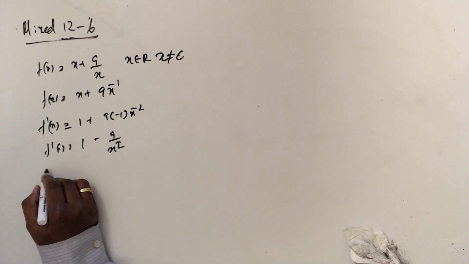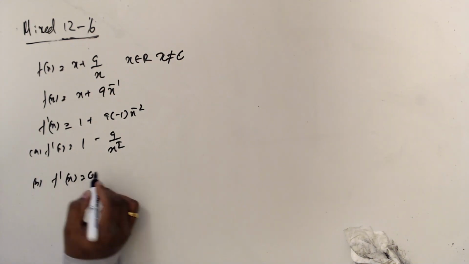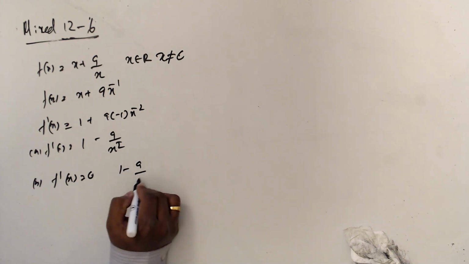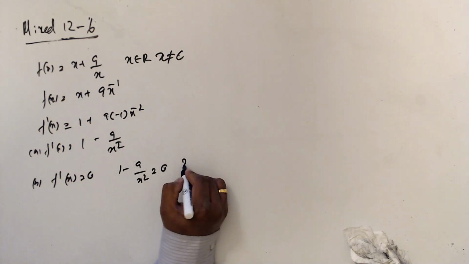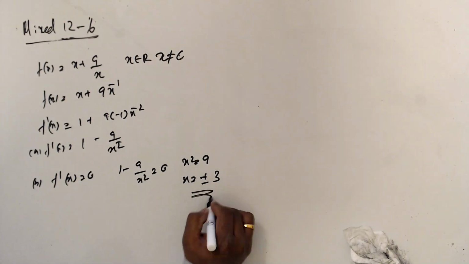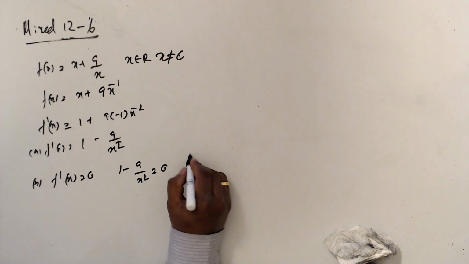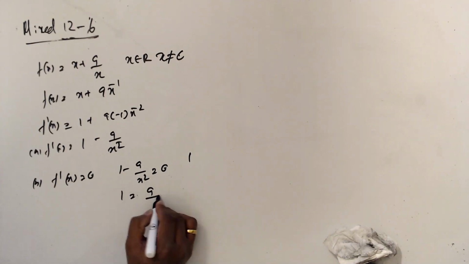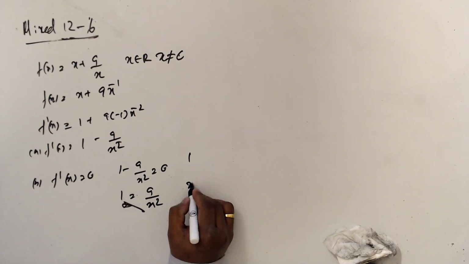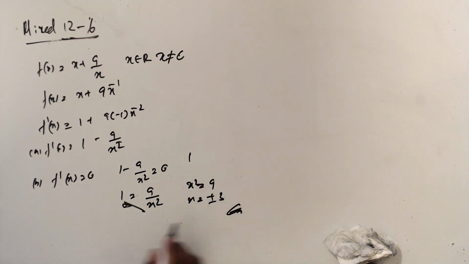Now we want to solve this one. For part B, f dash x equals 0 we have to solve. So 1 minus 9 over x square equals 0, 1 equals 9 over x square, cross multiply, x square equals 9, and x equals plus or minus 3 when you take the square root.